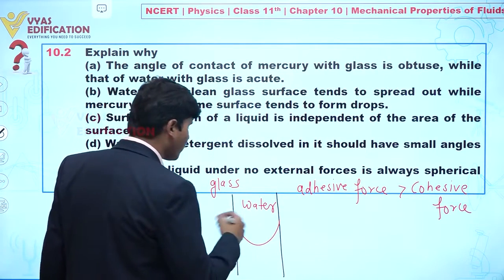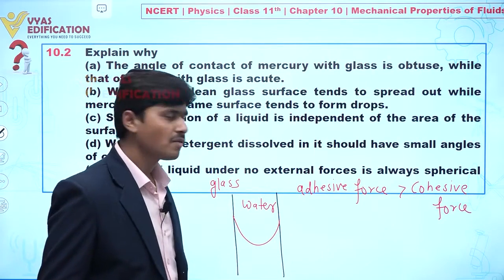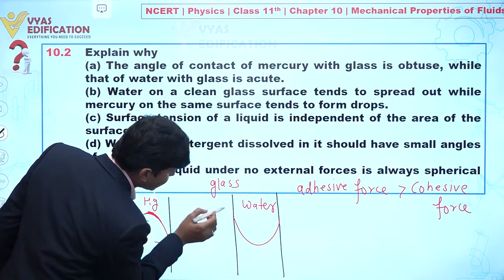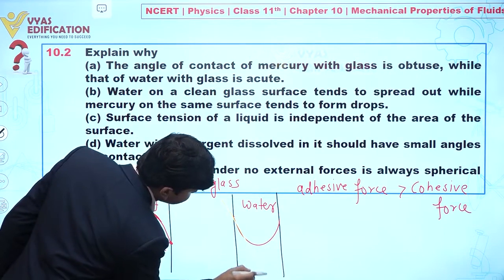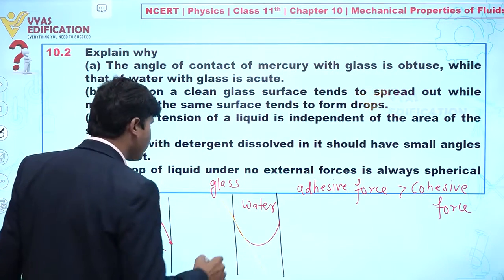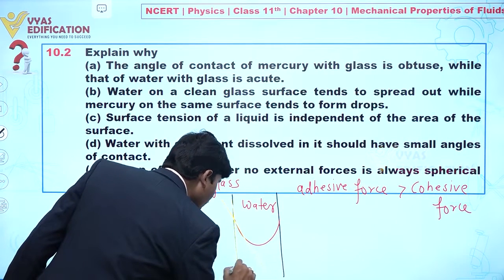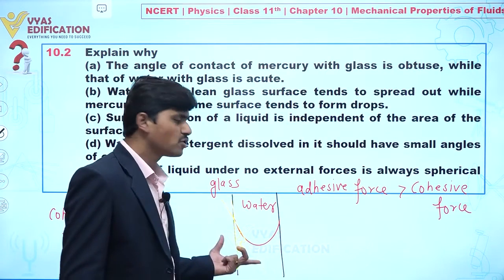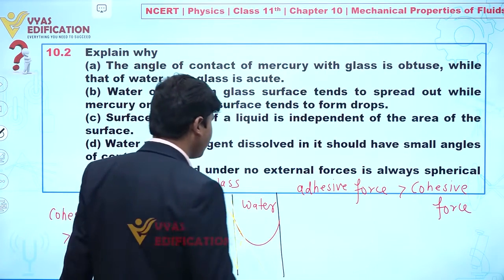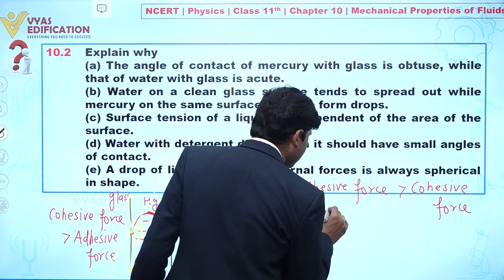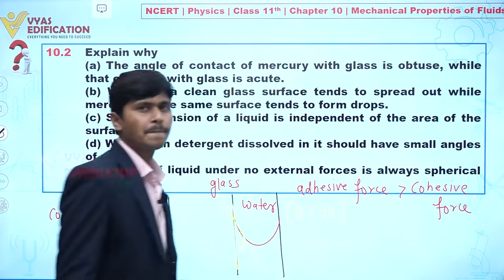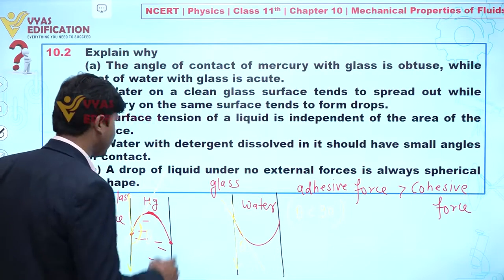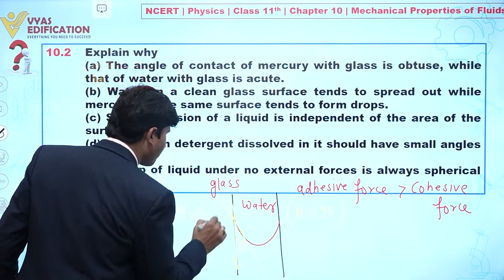Clear? So now we can see how to draw the angle of contact. First I am drawing a tangent. Clear? And I am also drawing one tangent along this glass. So this angle is known as angle of contact, and we get theta. This value is less than 90 degrees. Clear? And here we get theta greater than 90 degrees.